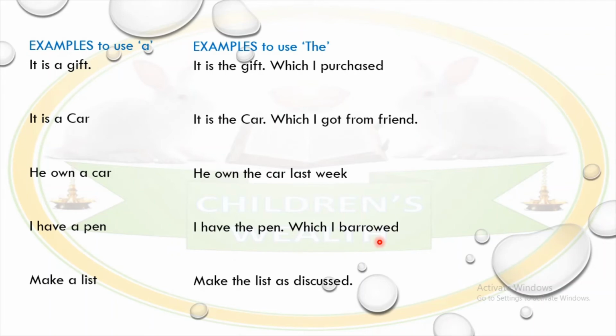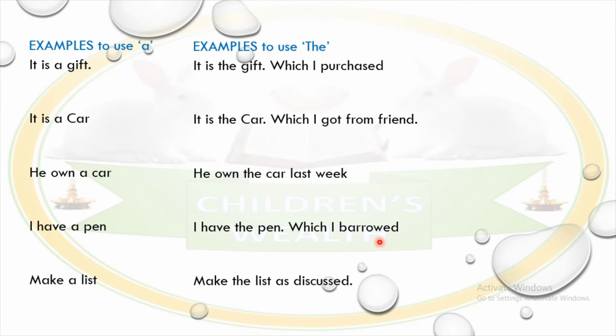He won the car last week. Here car is a definite noun, which he has won last week. I have the pen which I borrowed. This is the pen which he has borrowed from somebody, so it is also definite.